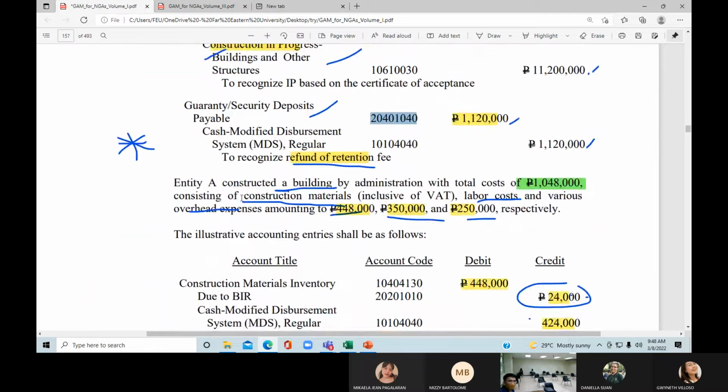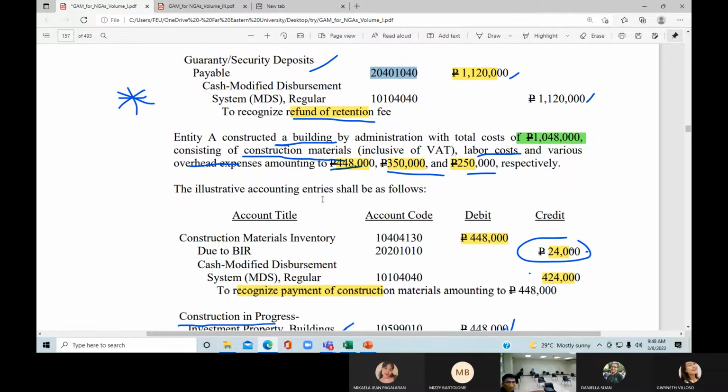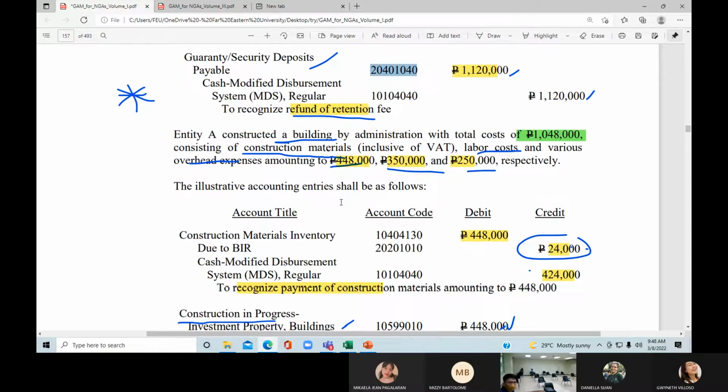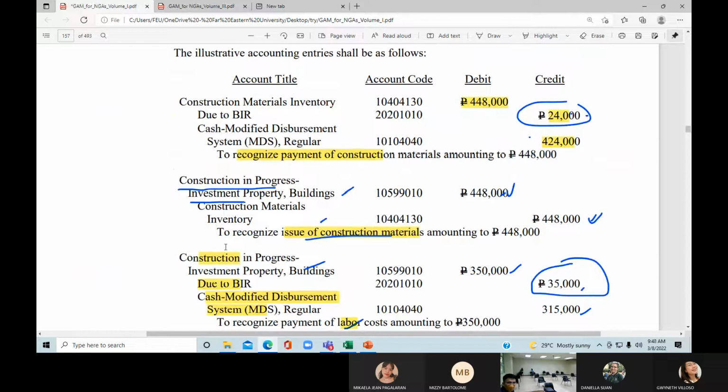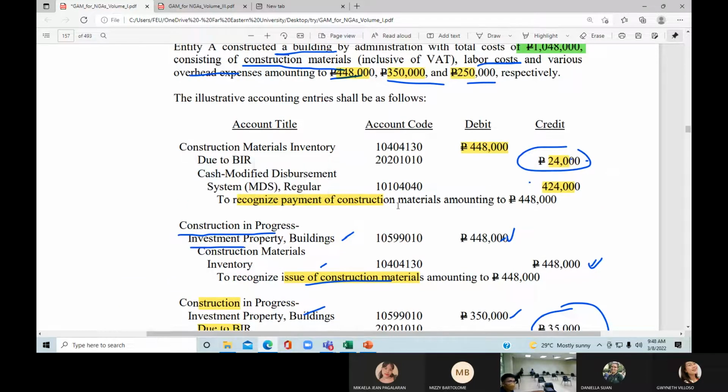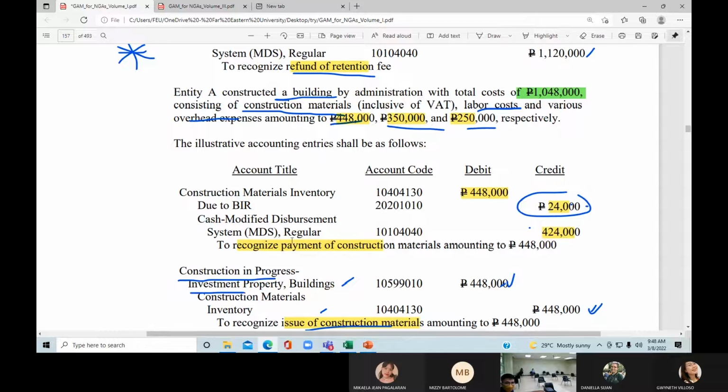Okay? Next natin na example, entity A constructed a building by administration with total costs of 1,048,000, consisting of construction materials, labor costs, and various overhead expenses. Ayan. Illustrative entries are as follows. So makikita mo dito, to recognize the payment of construction materials muna. So debit, construction materials inventory, credit, due to BIR, credit, cash MDS na regular.